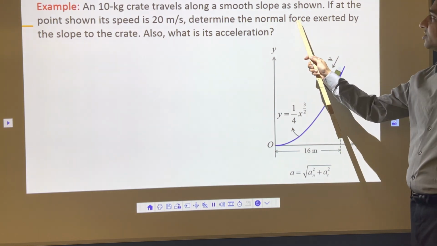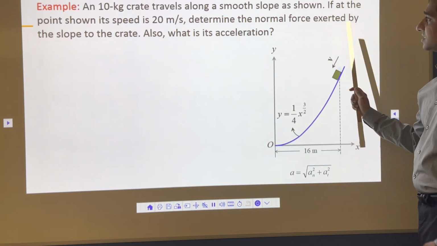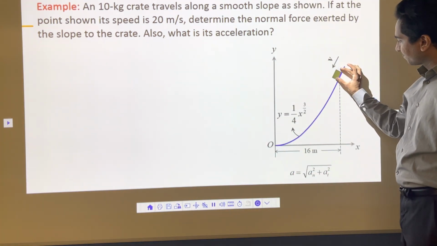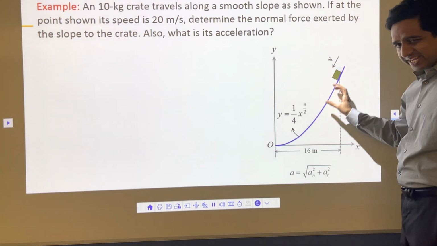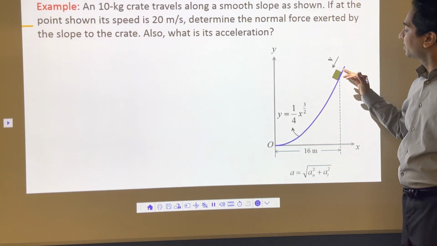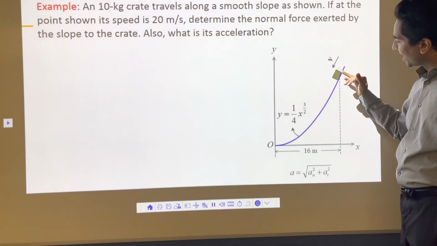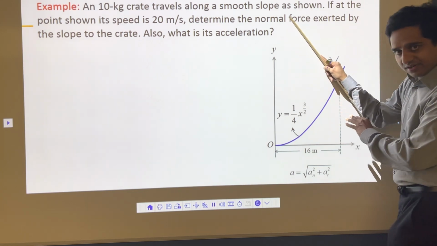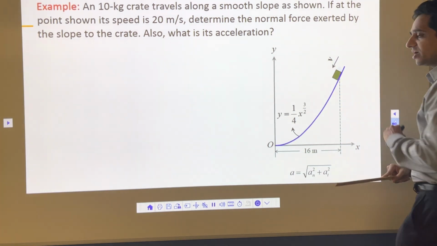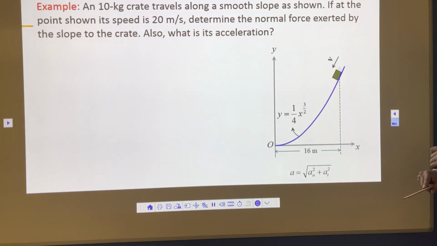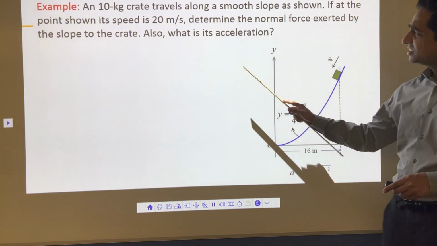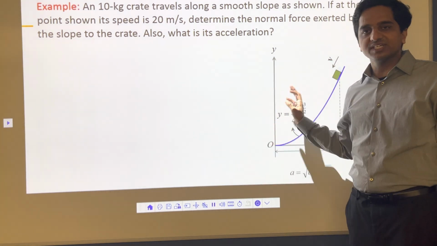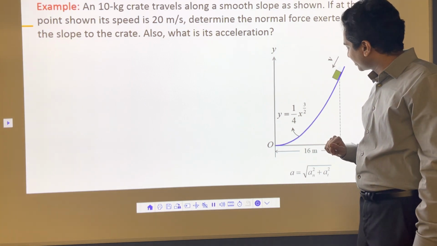What do we want to find out? Determine the normal force exerted by the slope on the crate at this instant as it's coming down. At any given instant there is a normal force on the crate, but at this particular instant, if we freeze time at that velocity, I want to find out how much normal force is acting on the crate in this direction. That's the problem. It also asks what its acceleration is at that instant as it's coming down. I want to find that out.